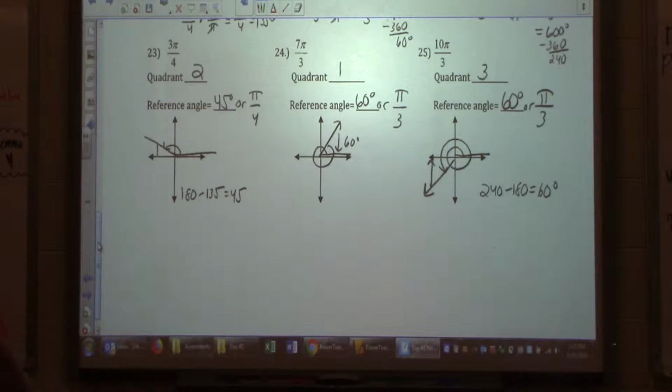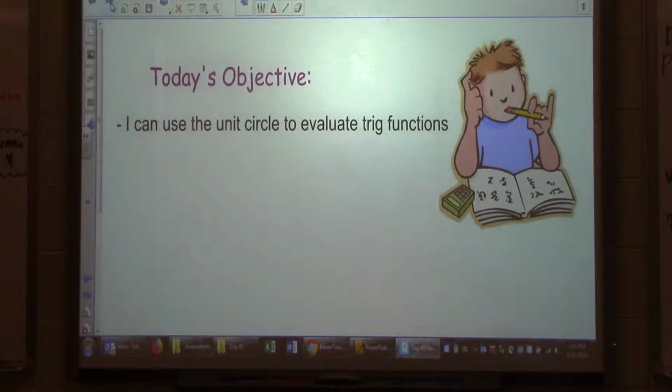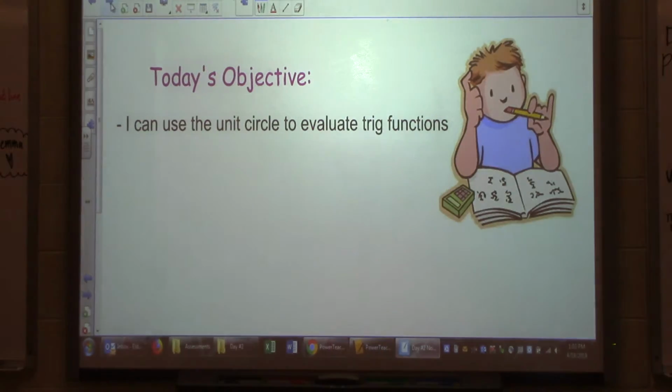Alright, perfect. So, today's objective, we're going to talk about using that unit circle you got the other day to evaluate trig functions. So, if you don't have that nice yellow unit circle that you received out, get it out, because you're going to need it today. If you don't have one, I'd probably make sure I get one.